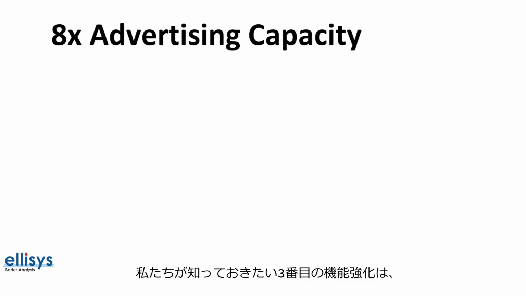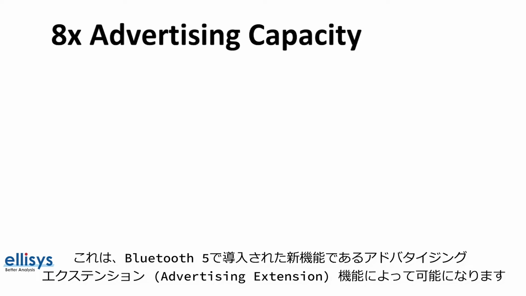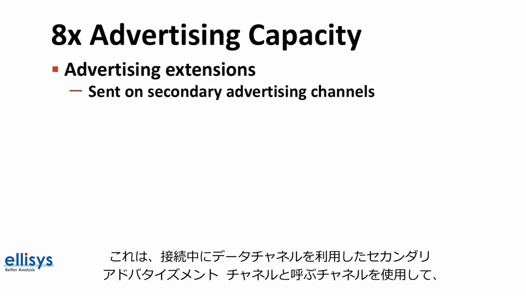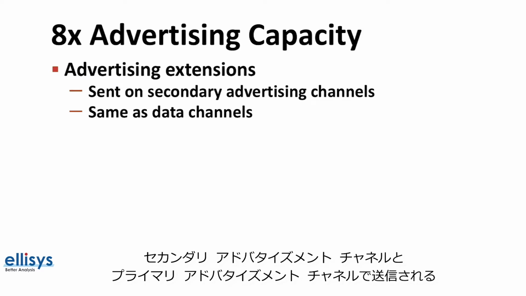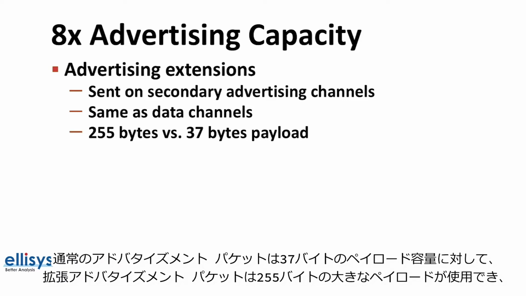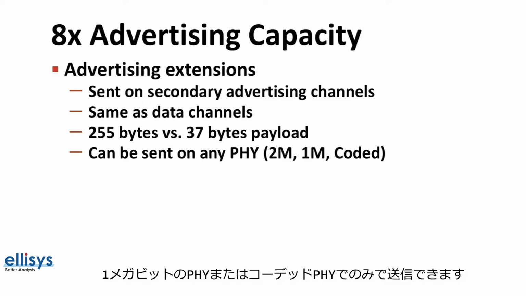The third enhancement we want to cover is the 8 times increase in the advertising capacity. This is enabled by advertising extensions, which are a new feature introduced in Bluetooth 5. They allow advertising packets to be sent on the secondary advertisement channels, which are the same as the data channels utilized during a connection. The difference between extended advertisements and advertisements sent on the primary channels is that they allow larger payloads, 255 bytes versus 37 bytes, as well as being able to send them on any of the three PHYs. Primary advertising packets can only be sent on the 1 megabit PHY or the coded PHY.